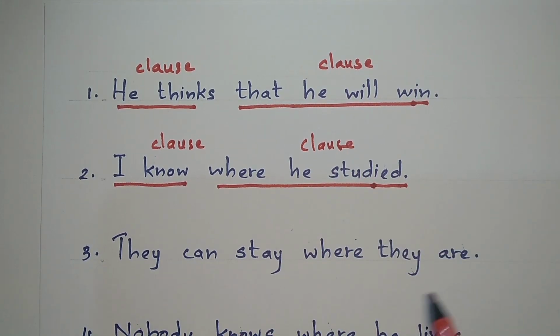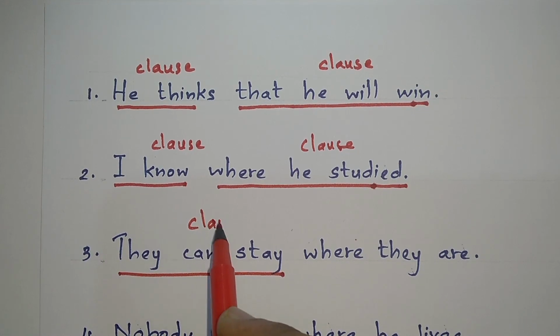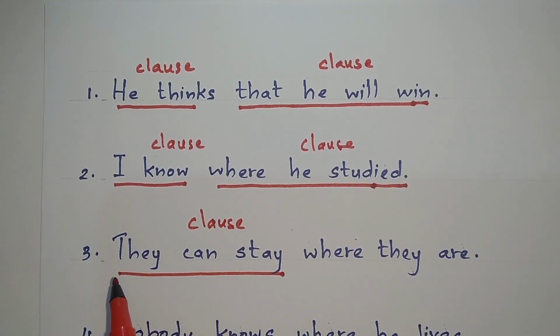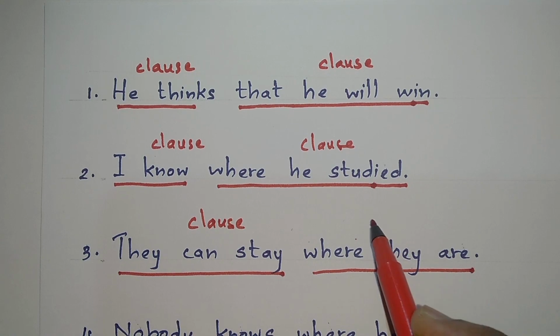They can stay where they are. They can stay is a clause because it's a group of 3 words. The subject is they and the verb here is can stay. The rest of the sentence, where they are, is also a clause because it is a group of 3 words with the subject they and the verb are.